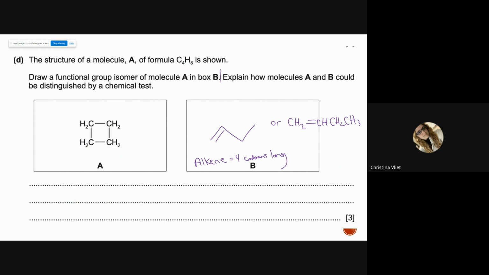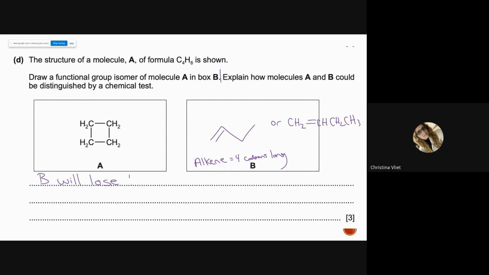Explain how molecules A and B can be distinguished by chemical tests. We have only learned one at this point. There is one chemical test. Yes, Ben. Alkenes will lose their color. Alkenes will lose color, alkanes won't. That's literally that.